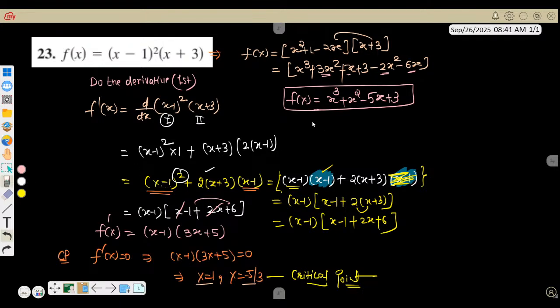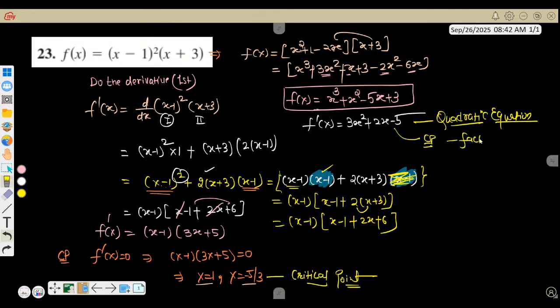Now we are interested to find the derivative of this. So f dash x is equal to 3x square plus 2x minus 5. Right or wrong? And this is a quadratic equation. And now if you want to find the critical point CP, you have to factorize it. Now you tell me, this method is easy or this method is easy? The product is easy.